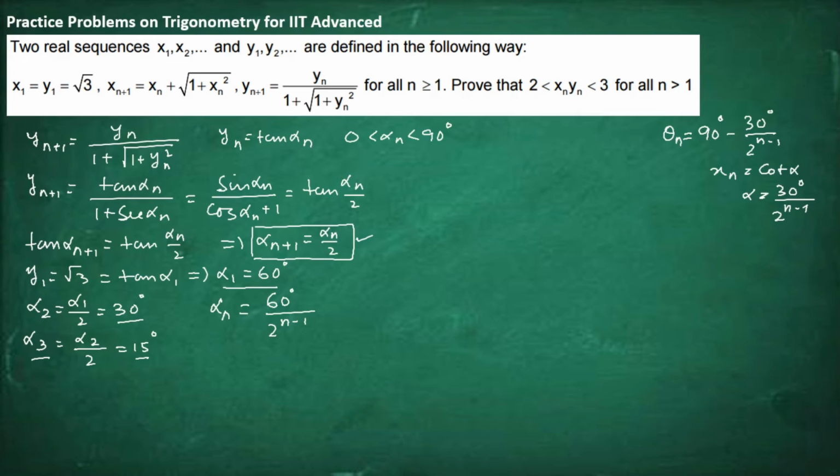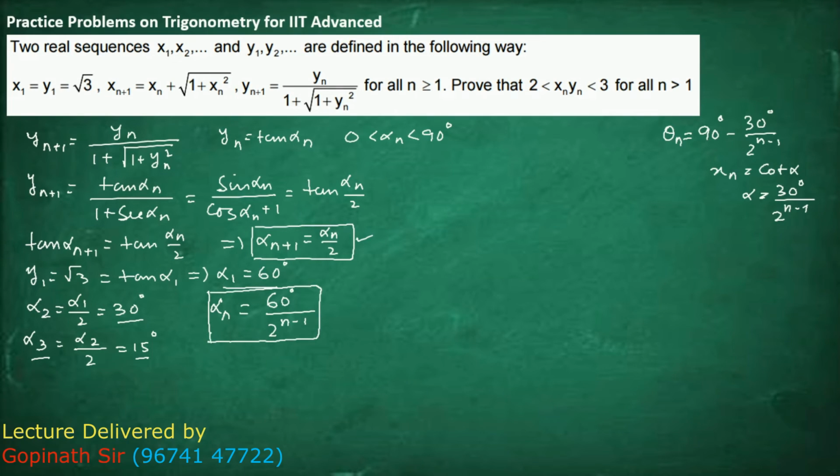Tell me yes or no. Because when n is 1, we are getting alpha 1 as 60 degree. When n is 2, we are getting alpha 2 as 30 degree, and so on and so forth. So we got alpha n is nothing but 60 degrees divided by 2 to the power n minus 1. Again, we have alpha as 30 degree by 2 to the power n minus 1.